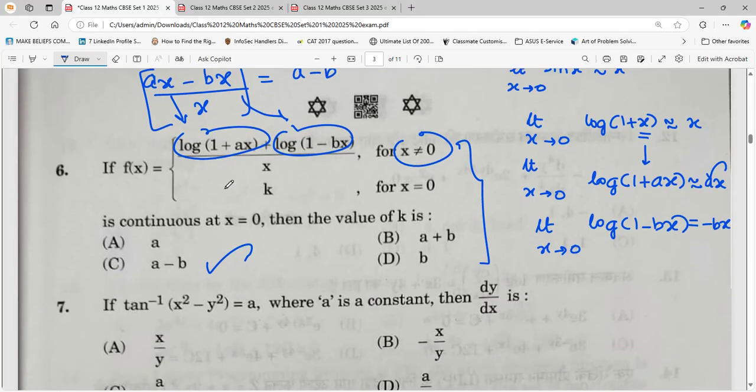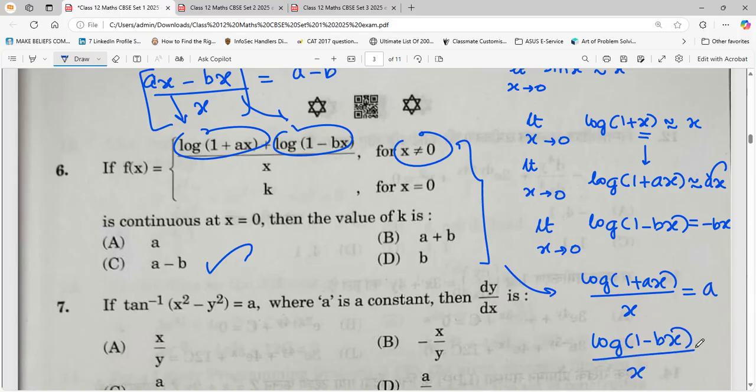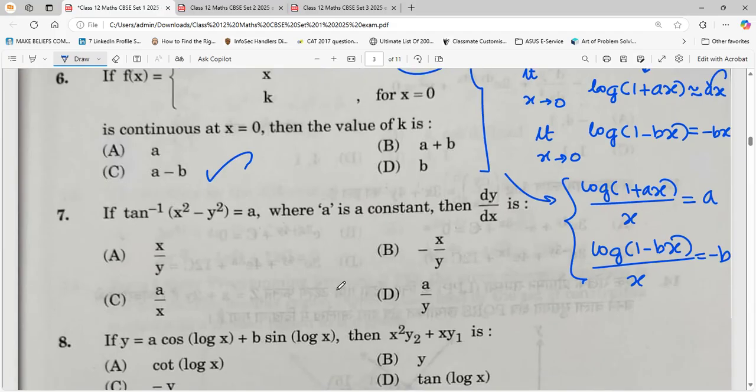Or what you can do is you can just write log of 1 plus ax divided by x to be a, and log of 1 minus bx divided by x to be equal to minus b. If you add these two terms, you will get a minus b. So that's the option.